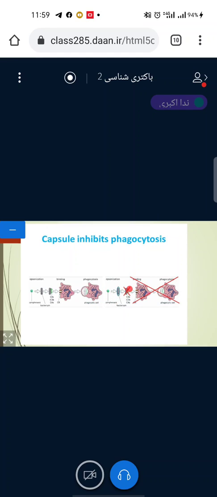So, it protects bacteria from phagocytosis. The macrophage cannot recognize bacteria due to the capsule. This macrophage doesn't recognize the bacteria and cannot kill the bacteria, cannot phagocytose the bacteria due to its capsule. So the capsule, the alginate, the exopolysaccharide protect the bacteria and help the bacteria to survive.